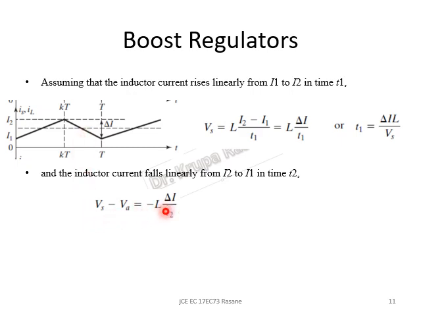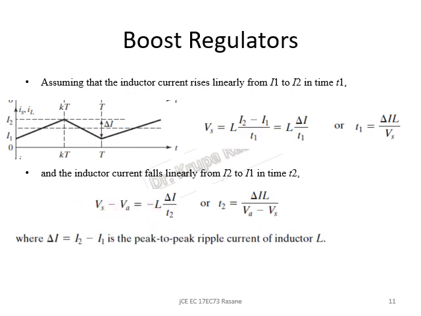So the voltage across the inductor will be Vs minus Va, and that will be equal to minus L into delta I by T2, because this time the voltage across the inductor is going to reverse. So you will have minus L into delta I by the time duration, that is T2 here. With this, I will get the T2 value as delta I L upon Va minus Vs. The negative sign will interchange Vs and Va.